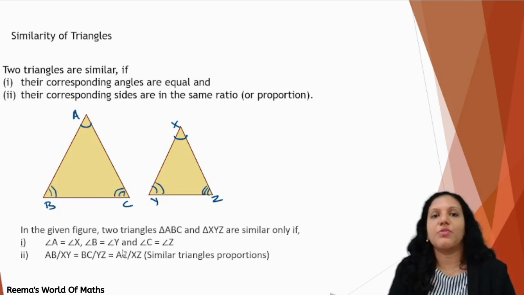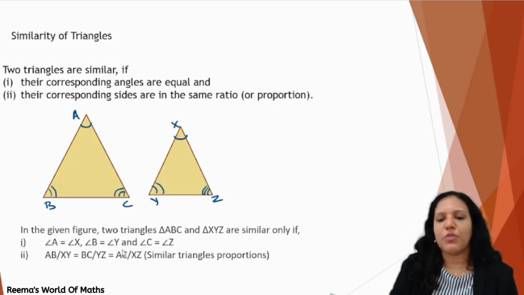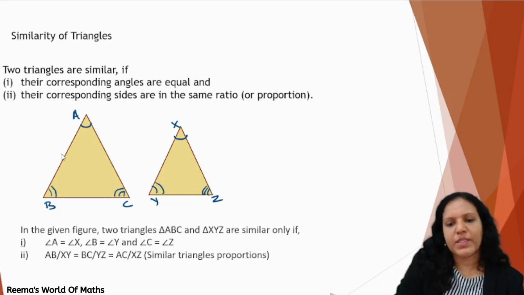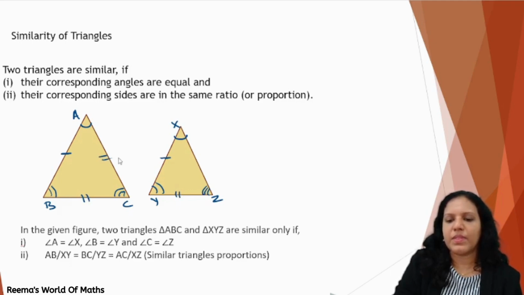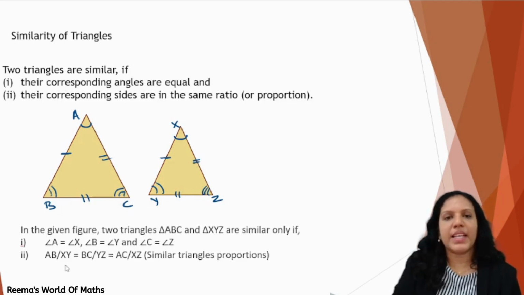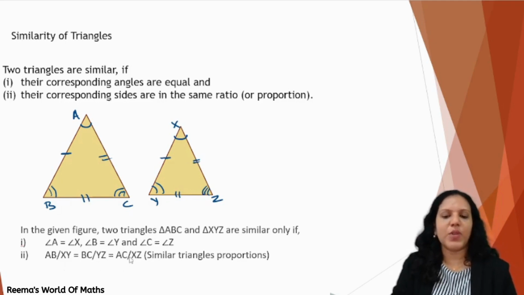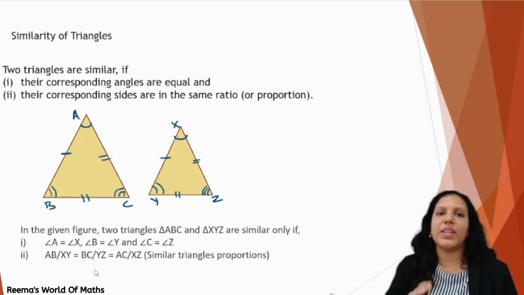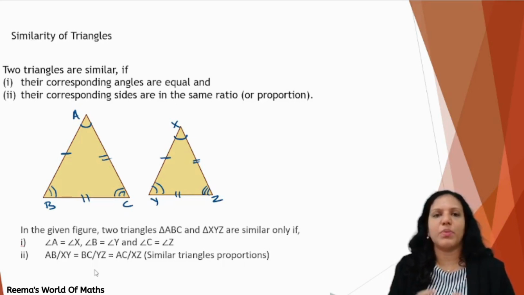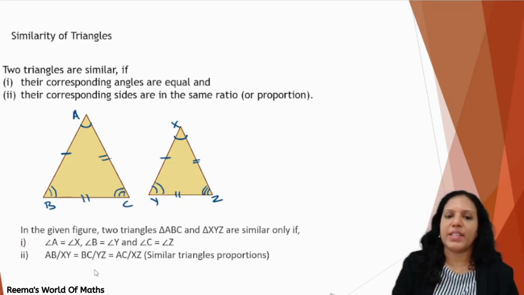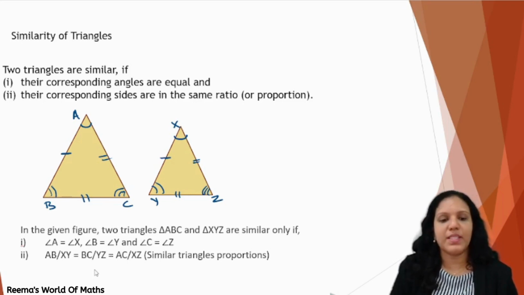equal Z. The second criterion is that their corresponding sides are in the same ratio. The corresponding side of AB is XY, the corresponding side of BC is YZ, and the corresponding side of AC is XZ. So AB by XY equals BC by YZ equals AC by XZ. Only then can we say the corresponding angles are equal and the corresponding sides are in the same proportion. So these are the two criteria for two triangles to be similar.